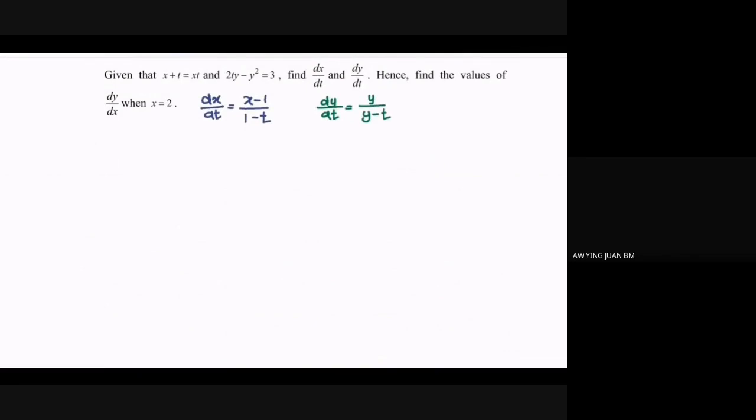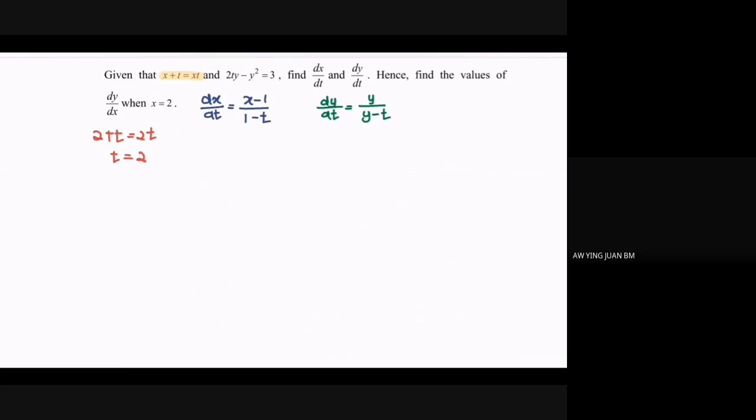So now we are going to answer the second part. Hence, find the values of dy dx when x is equals to 2. So in here, we are going to find the value of y and t. So given that the x is equals to 2, meaning that we are going to substitute the value into this equation. So meaning that we have 2 plus t equals to 2t. So t will be equals to 2.